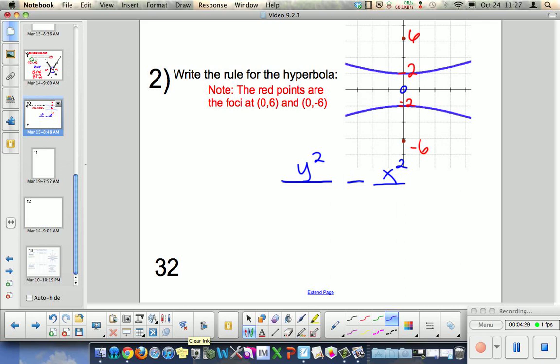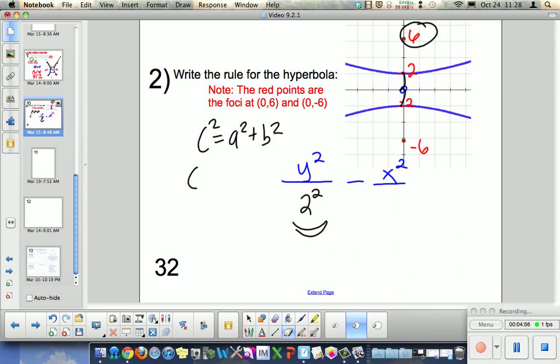Now I have to find the dimensions. So the y ones are staring at us. We can see that it goes up 2 and down 2 to get to the vertices. So that means it's going to be 2 squared in the denominator. The x squared is going to be a little bit more tricky. But what I'm going to do, just like with ellipses, is use the focus points. I'm going to use the fact that c squared equals a squared plus b squared. I know 2 squared is one of my values.